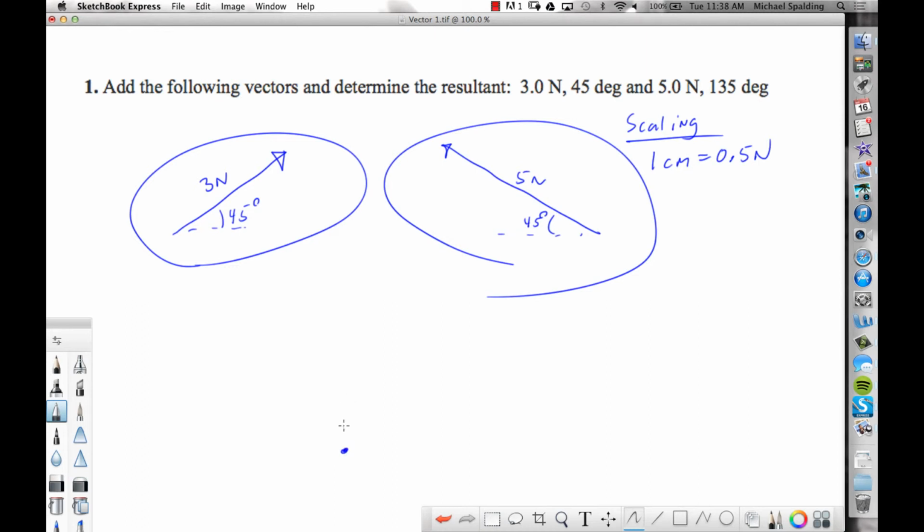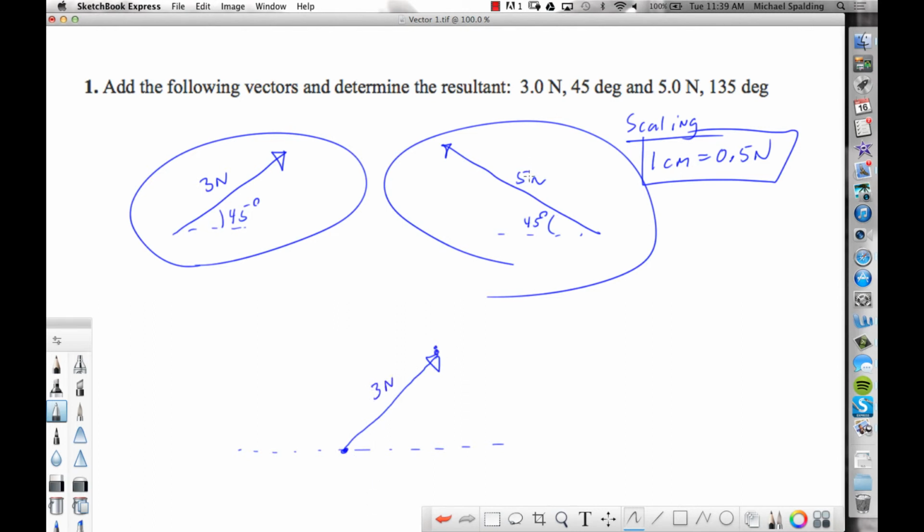Now, first off, you're going to get a protractor out, and you're going to mark off 45 degrees measured off the horizontal, right? So here's the horizontal. Mark off 45 degrees. Then, how long should this arrow be? If this is a 3 newton vector, and 1 centimeter is half a newton, how long should we make this? 6 centimeters. So just measure that out, label it 3 newtons, it's 6 centimeters long.